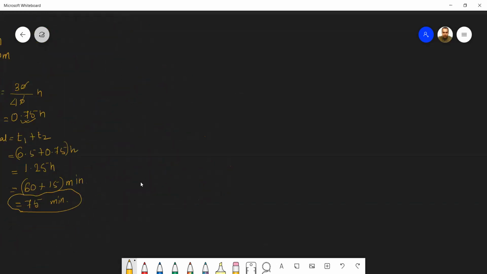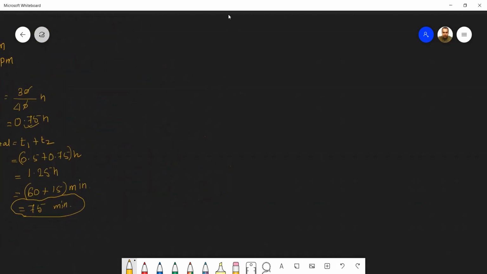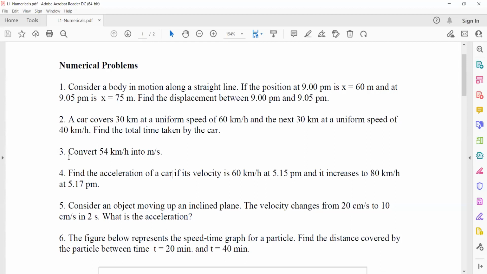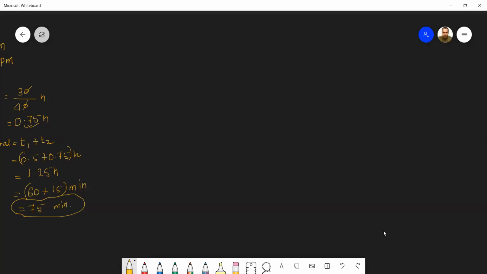Let's check the next question. The next question seems quite simple. Convert 54 kilometers per hour into meters per second. So how can we do this type of conversion? 54 kilometers per hour into meters per second.